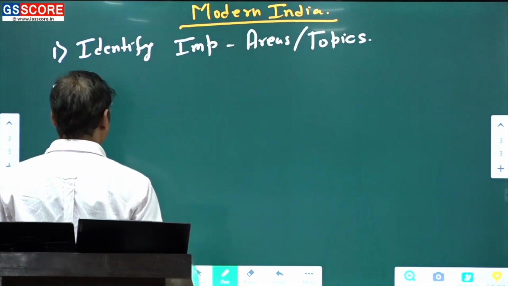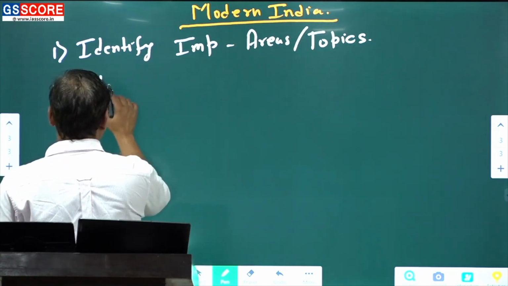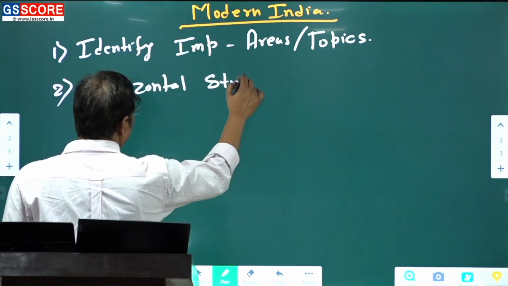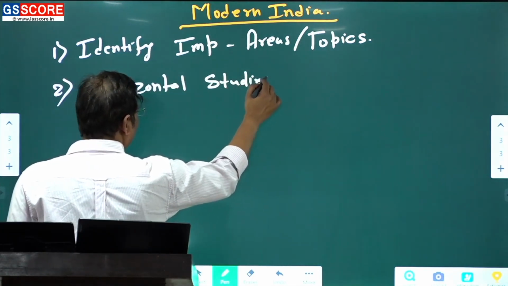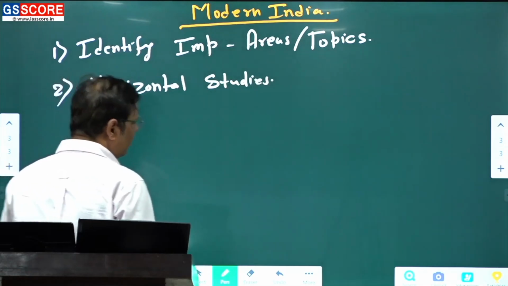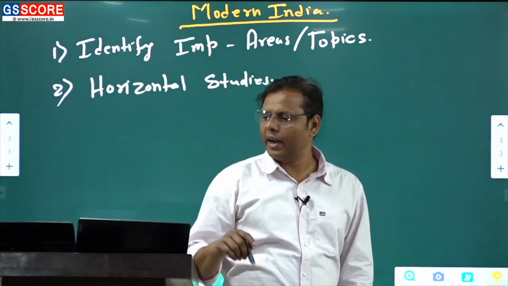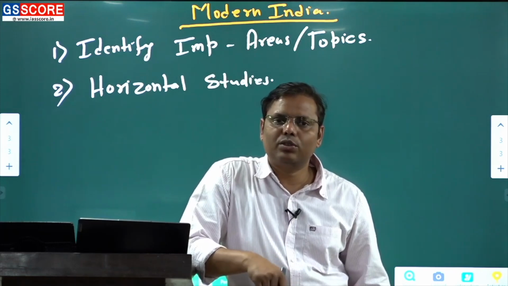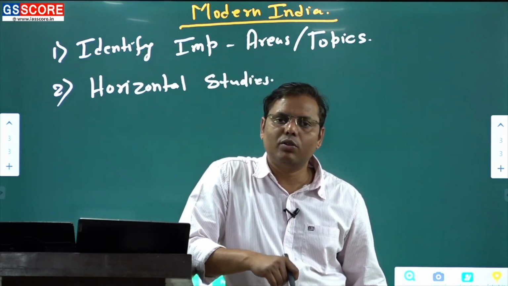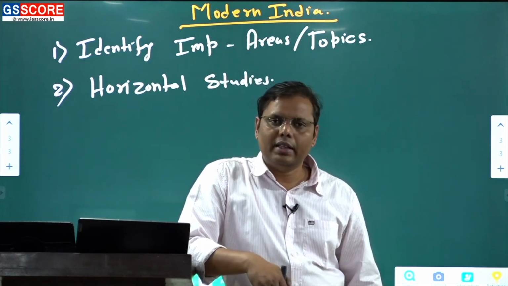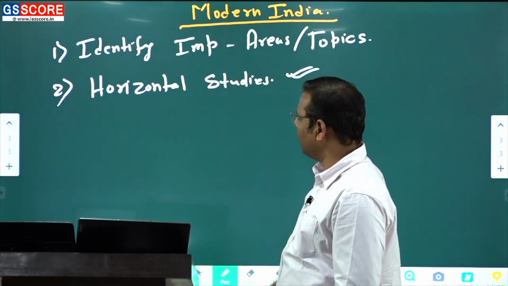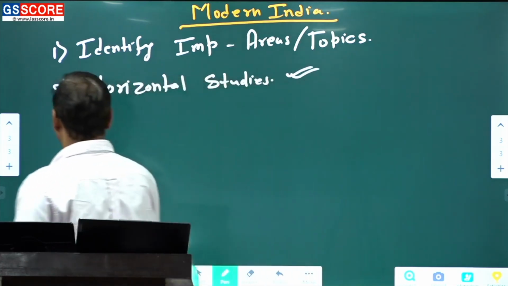The second suggestion is that you go for horizontal studies. It is not necessary that whenever you read a book you find everything written in a categorical manner. No, you need to ask those questions and put in certain effort to find the answers to them. So focus on horizontal studies. That is the second suggestion.